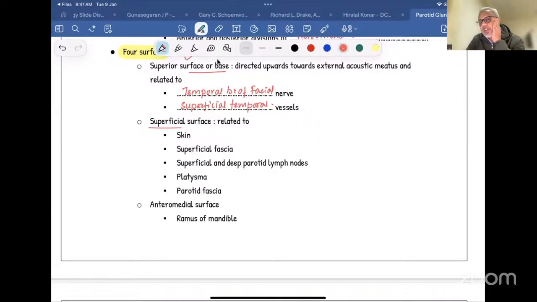Then, the next surface we have is the superficial surface, which is related to skin. Now, ask yourself, if I have to reach the parotid, what are the layers that I need to dissect? I need to dissect the skin. Deep to the skin, I get superficial fascia. Then we get the parotidomasseteric fascia or the capsule, in which we have the lymph nodes, right? And then we have the platysma. So these are the structures related to the superficial surface, right? Even if you mention skin, superficial fascia, parotid fascia, this is enough, right?